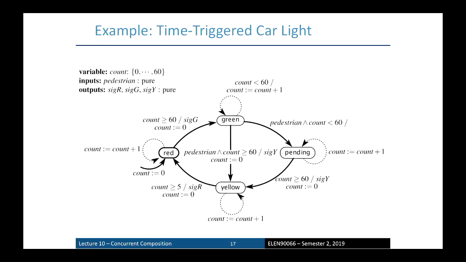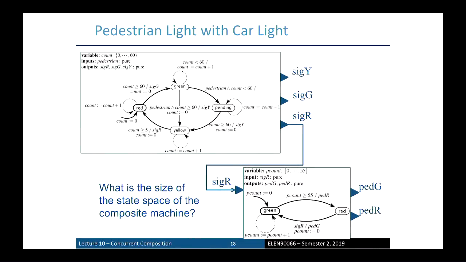Let's compose the two models together. So it's a cascade composition. We have up the top our traffic light controller with the 3 light outputs. We're tapping into the R light, the red light, and we're running our pedestrian light controller off that. And here, we've got the 2 outputs to the pedestrian lights.